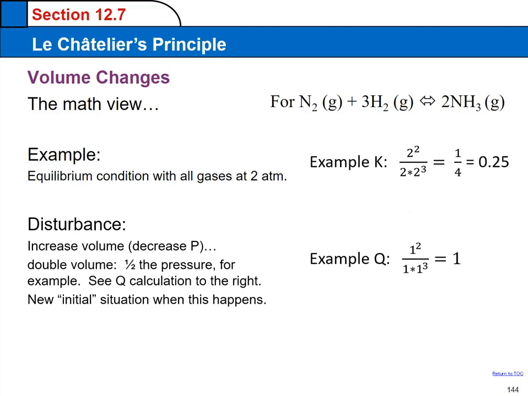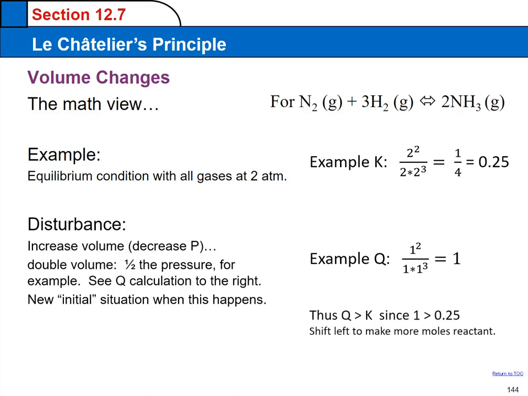And so when I would look at the initial, or this non-equilibrium condition, I can do a Q calculation. I just plug in those pressures back into the equilibrium expression, and you can see that I end up with Q equals 1. Well, then I go back and compare it to K, and I say, oh, well, 1 is greater than 0.25.